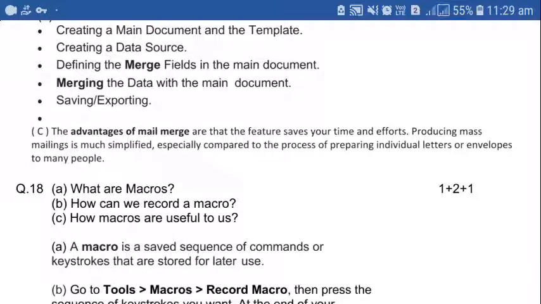Now, the advantages of mail merge are that the feature saves your time and effort. Producing mass mailing is much simplified, especially compared to the process of preparing individual letters or envelopes for many people. So these are the advantages. You can write one advantage also, or you can just write one or two.